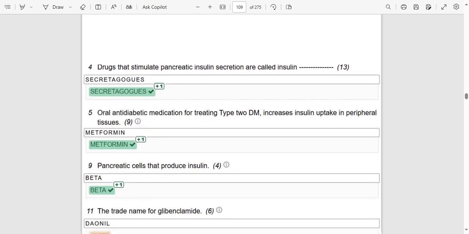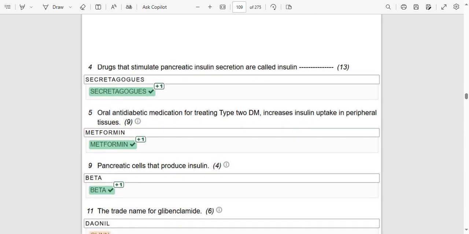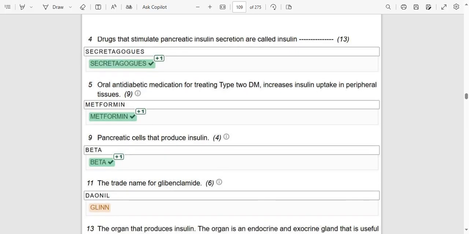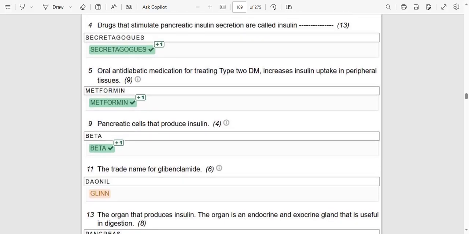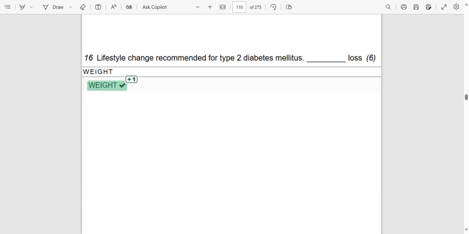Pancreatic beta cells are the ones we know which produce insulin. The trade name for glipizide. What class of drug is glipizide? A sulfonylurea. Thank you so much. The organ that produces insulin is the one we know already. Lifestyle change recommended for type 2 diabetes mellitus is weight loss. Okay.